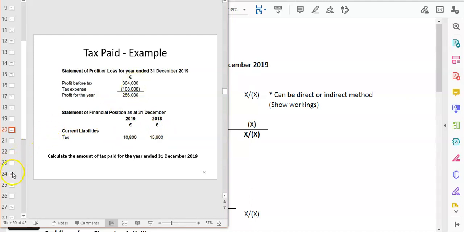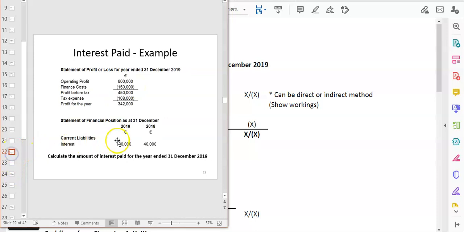But in most exam questions, you will have to make an adjustment for opening or closing liabilities. So you'll need to see the links between the statement of profit or loss and the statement of financial position as well. So it's important you go back and practice that from the question pack before you go on to larger questions, because these are ones that are quite common in nearly every statement of cash flow question.